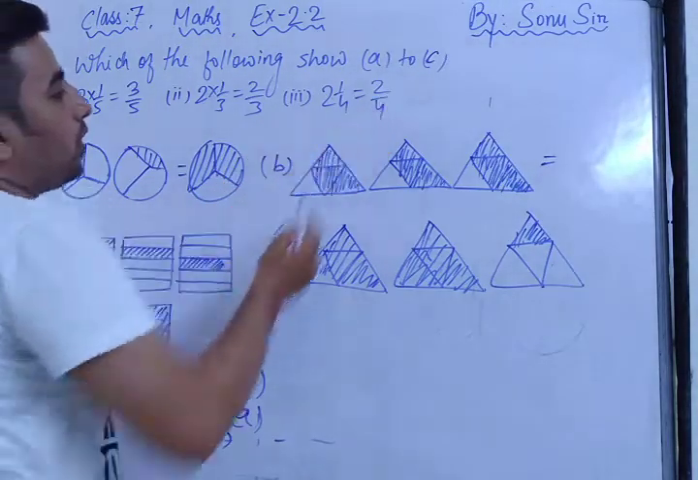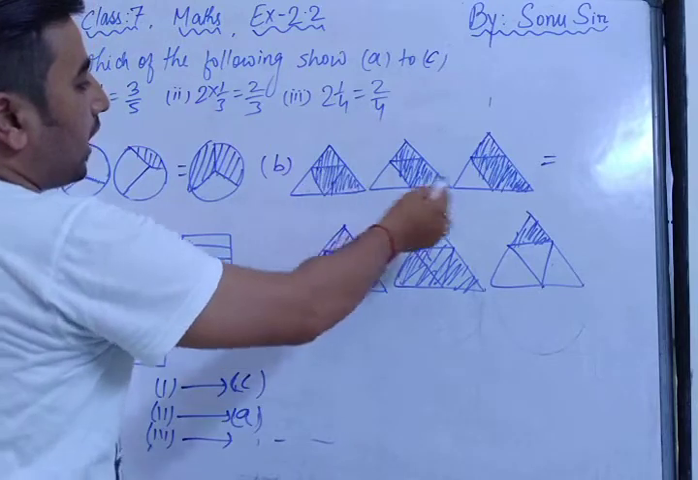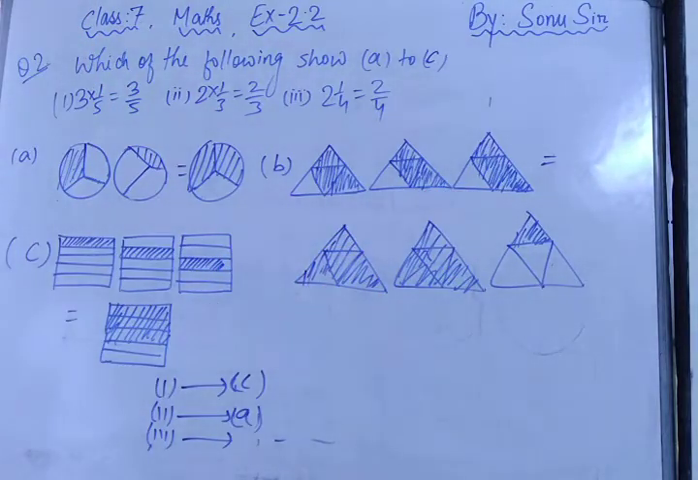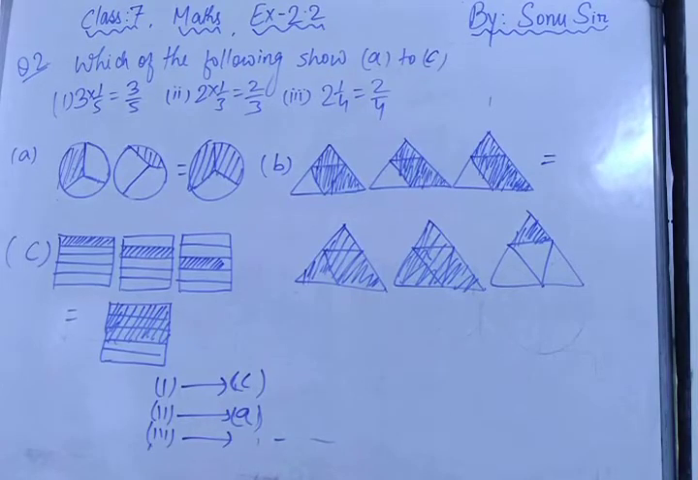2 into 1 by 4 is equal to 2 by 4. So there are 4 triangles. Now the question is a little bit different. Now you can see, 2 by 4 is okay, but here the question which you want to listen to very carefully. What is the option? It should be 3 into 3 by 4, right?